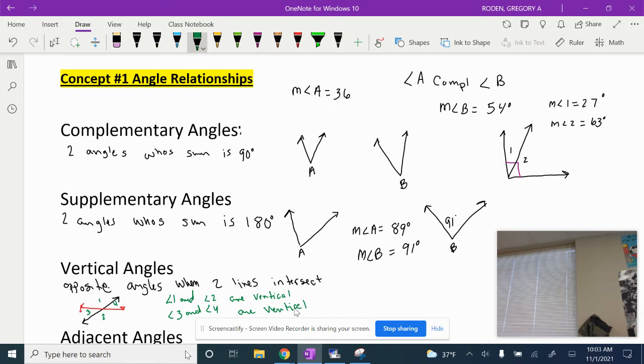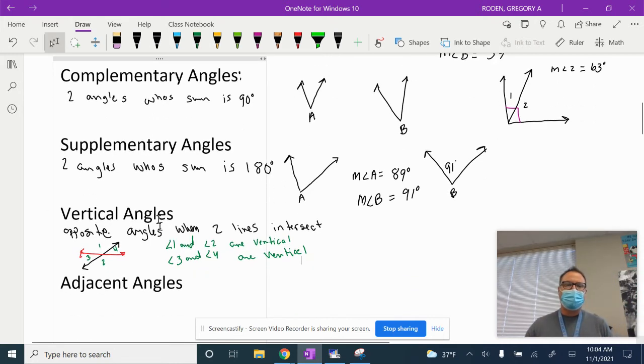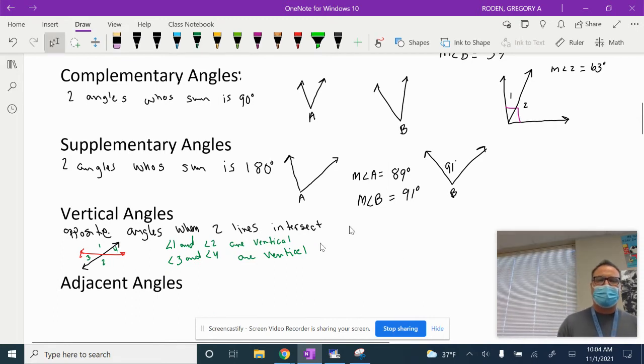Okay, now, here's the deal. We proved something very important about vertical angles. It was our first proof in here. We actually subtracted an angle off each side. We have a very nice theorem about the vertical angles. So under vertical angles, we need to remember the vertical angles theorem. Vertical angles are always congruent. So just remember that.